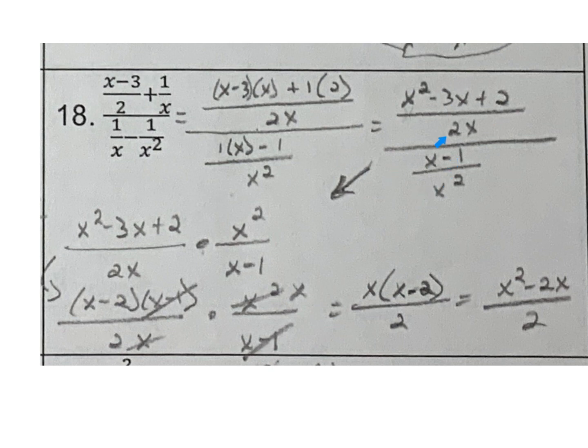Now we have this division problem where we've cleared out our fractions, or our common denominators. I'm going to divide this fraction by this one by simply multiplying by the reciprocal. So the first fraction, x squared minus 3x plus 2 over 2x, gets multiplied times x squared over x minus 1. Then I'm going to start factoring my expressions to see if I have any that I can cancel. This x squared minus 3x plus 2 is actually x minus 2 times x minus 1 in factored form, over 2x.